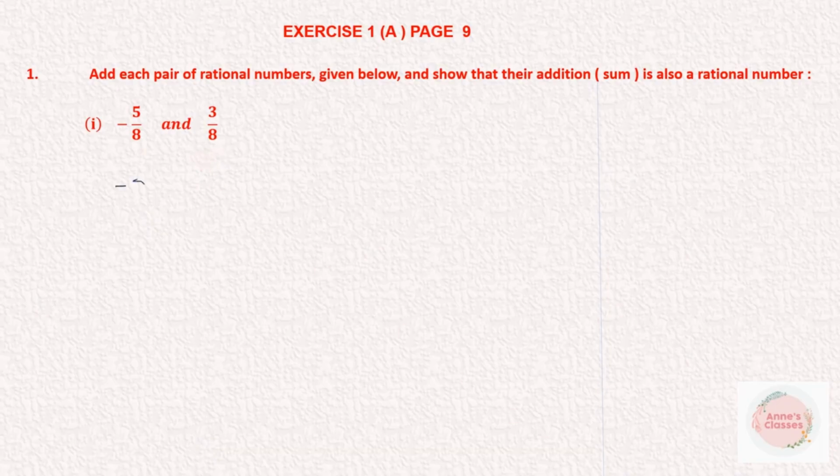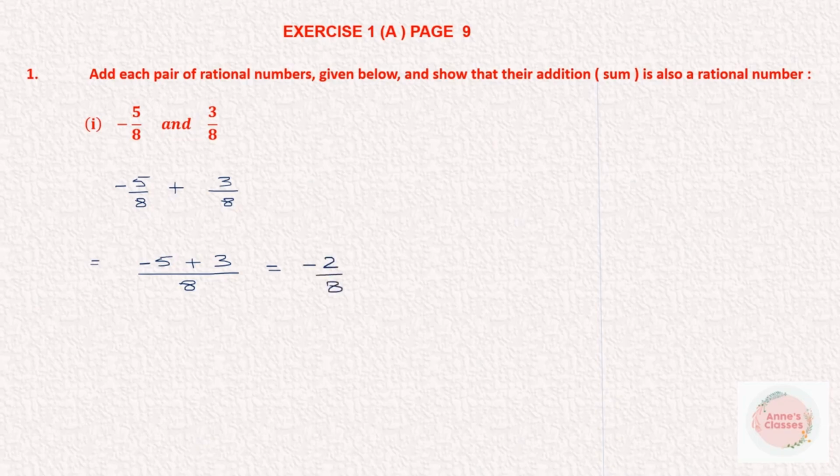So let's write that: minus 5 by 8 plus, we are adding it up, isn't it? 3 by 8. Now we have learned that when the denominators are the same, you can use the same denominator as the LCM. So here 8 will be our LCM. So if the denominators are the same, then we can write the numerators also as it is. So this will become minus 5 plus 3. Now minus 5 plus 3, signs are different. So put the sign of the bigger number, minus, and subtract. 5 minus 3 is 2. So we have minus 2 by 8.